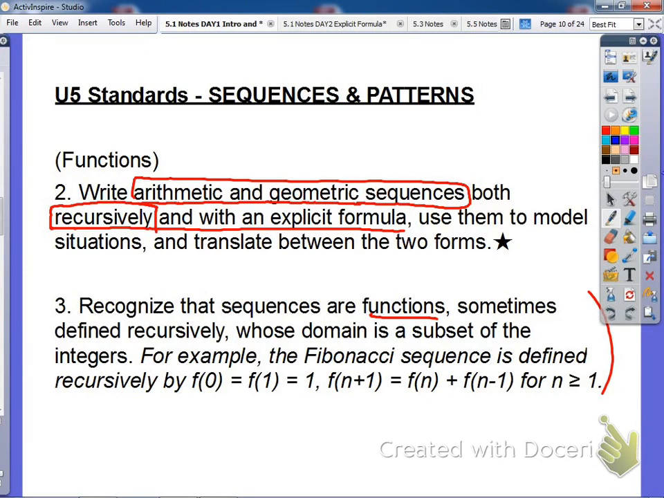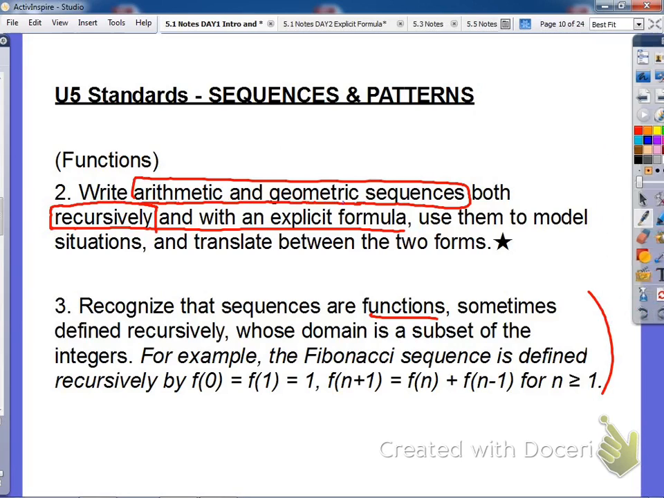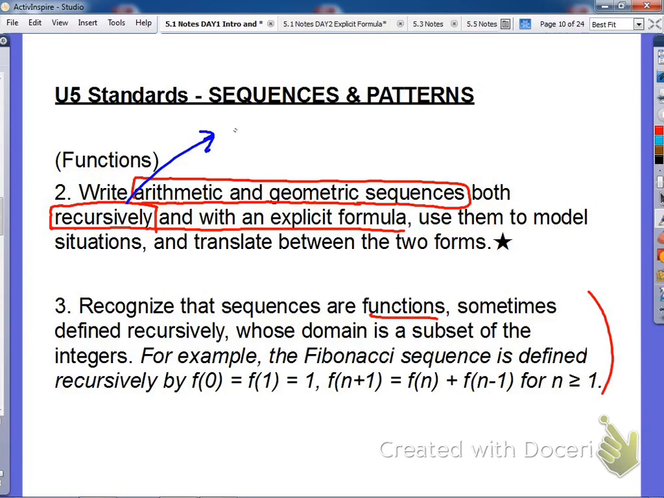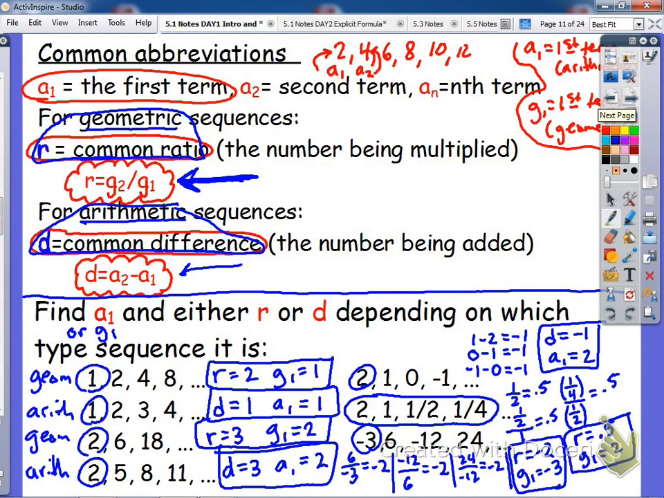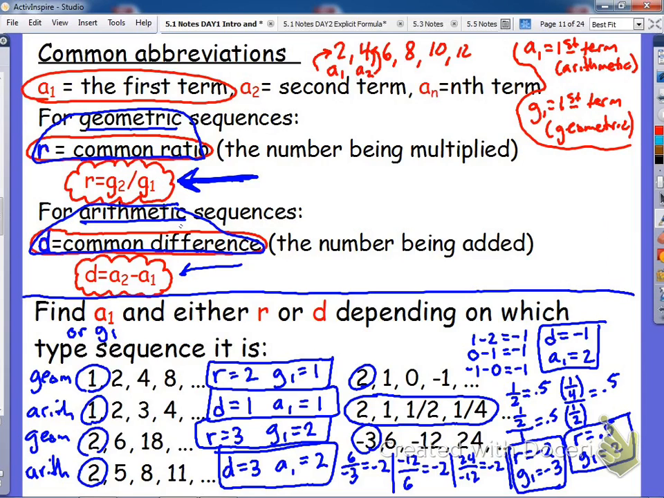All right, ladies and gentlemen, this is going to be sequences and patterns dealing with arithmetic and geometric sequences recursively. This is going to be part 2. Okay? So what we're going to do here is start looking at some actual patterns, some like picture patterns.